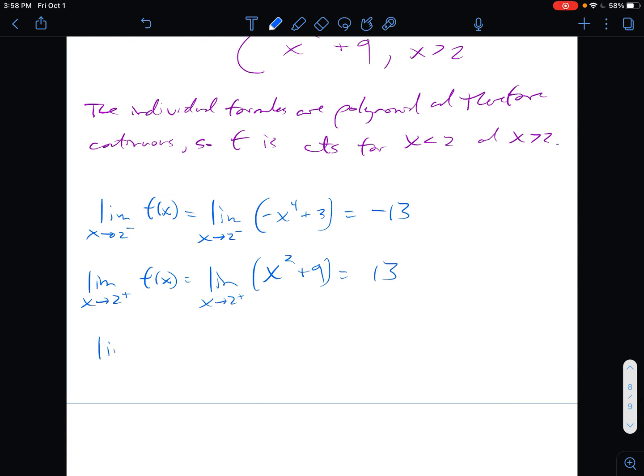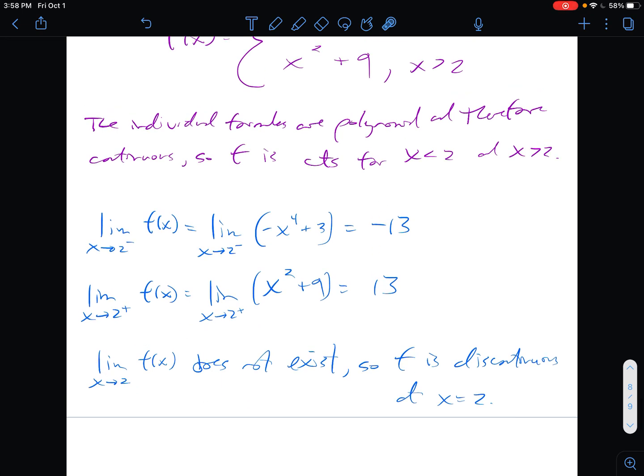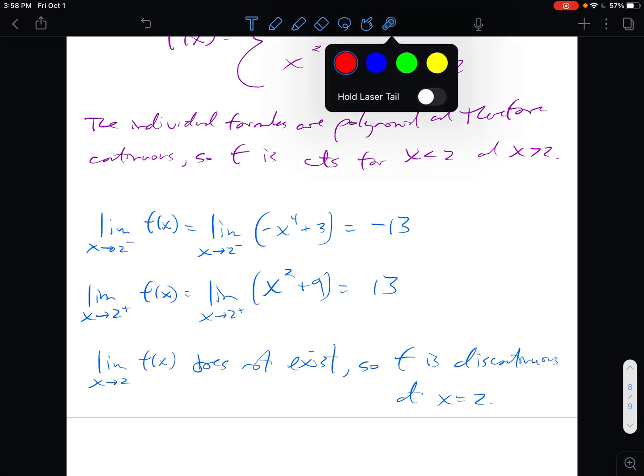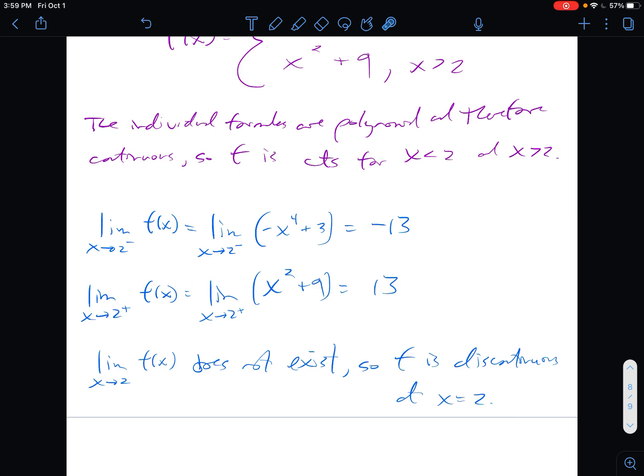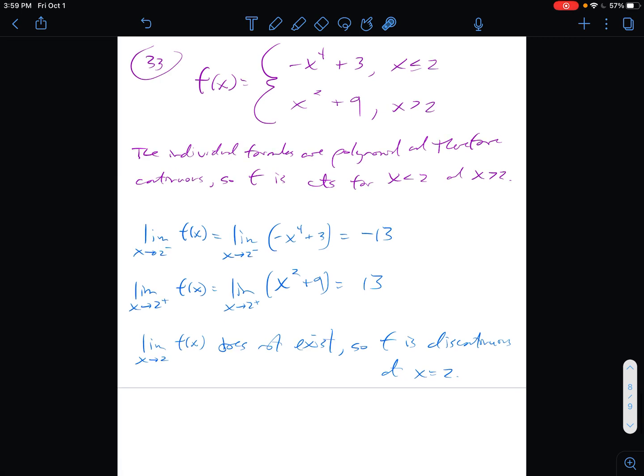So what we could observe here is that the limit as x approaches 2 of f of x does not exist. And that's required for being continuous. So f is discontinuous at x equals 2. If these happen to be equal to each other, then the limit does exist, and it would be equal to the value, so you would have continuity. But what you need to do in problems like this is very carefully say, what is the limit from the left? Use correct notation to express that. What is the limit from the right? Use correct notation to express that. And then just observe if they're the same. So this is not continuous everywhere.